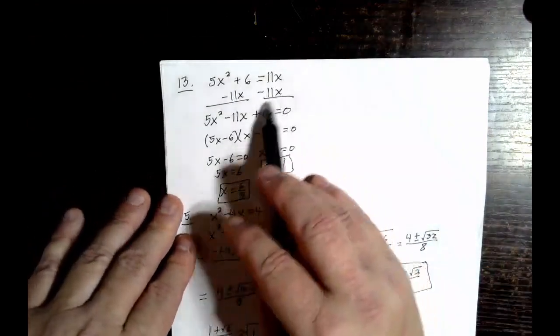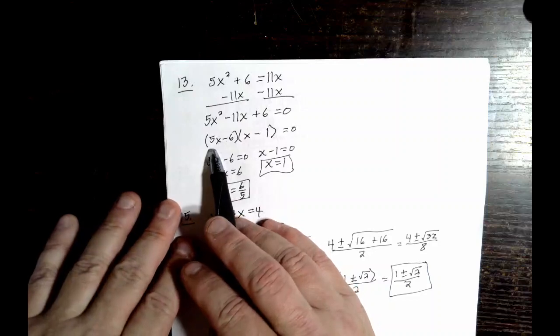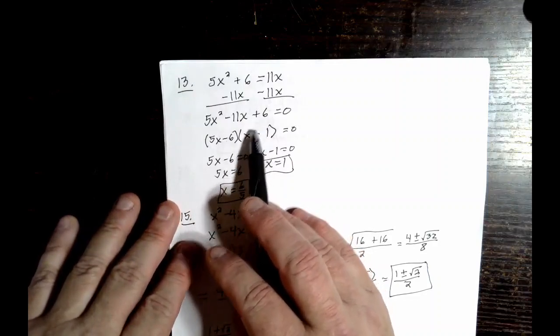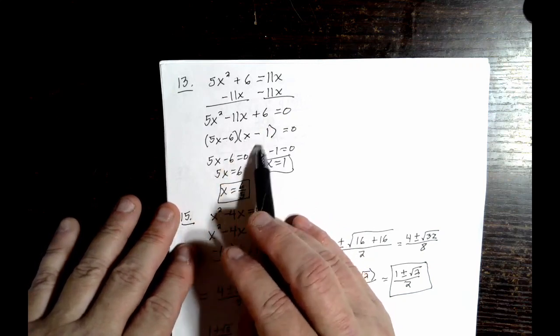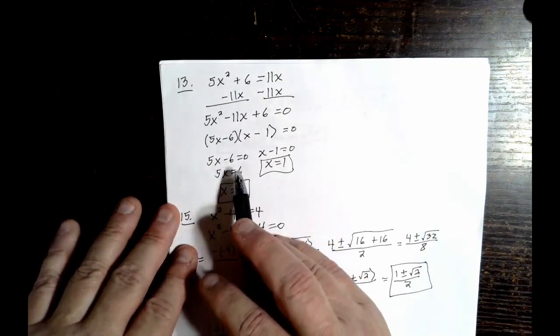13, you subtract 11x, write it in descending order. Factor 5x squared into 5x and x. 6 could be 1 and 6 or 2 and 3. I think I tried 1 and 6 because this gives you a 6, that gives you a 5, which adds up to the 11 that you want.